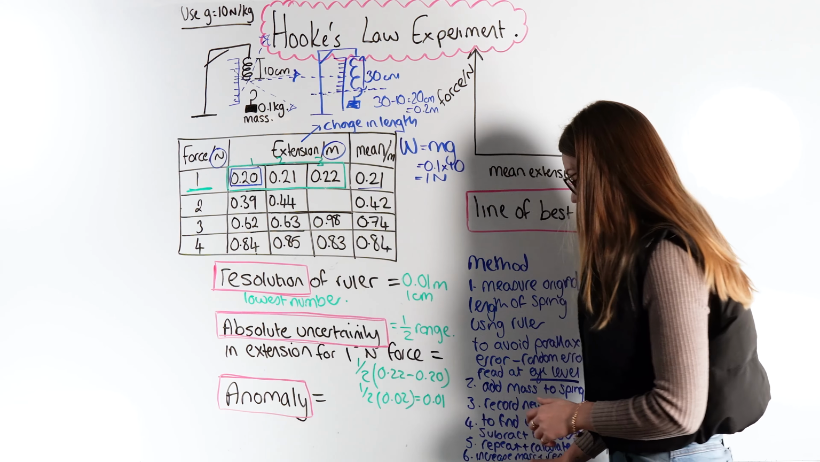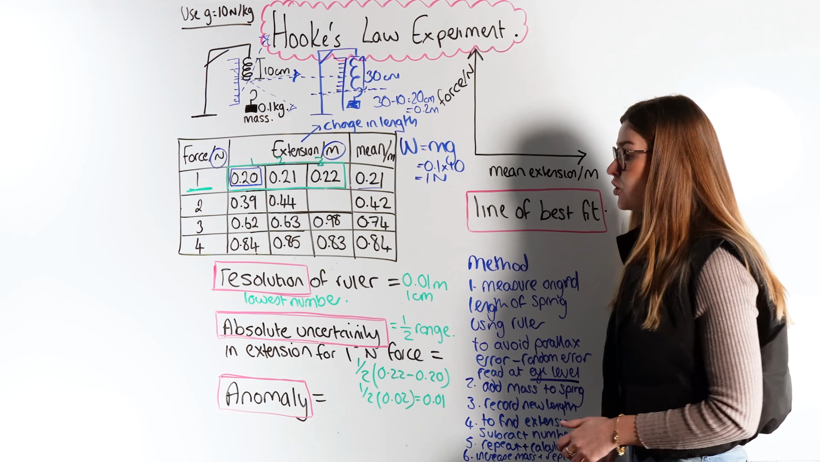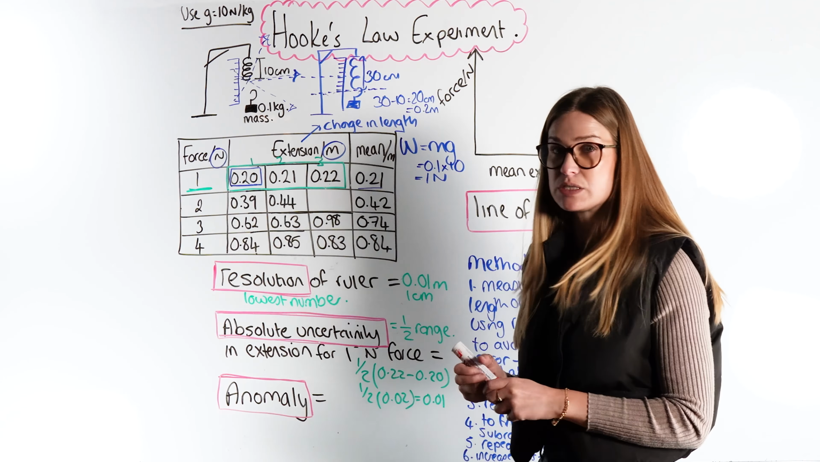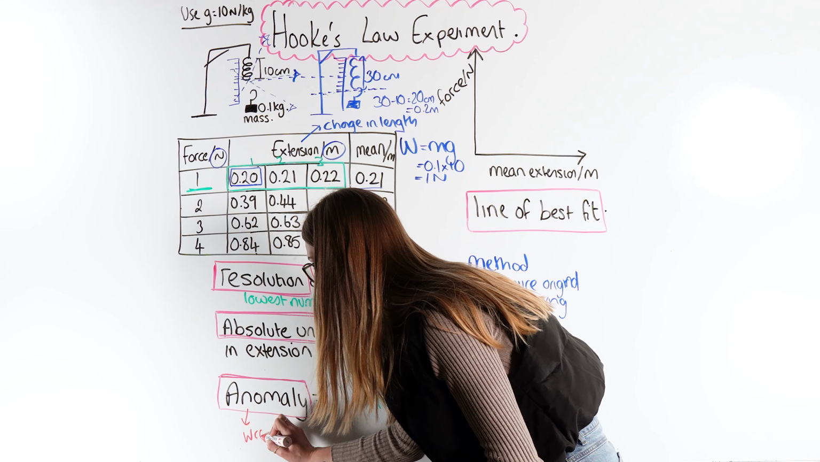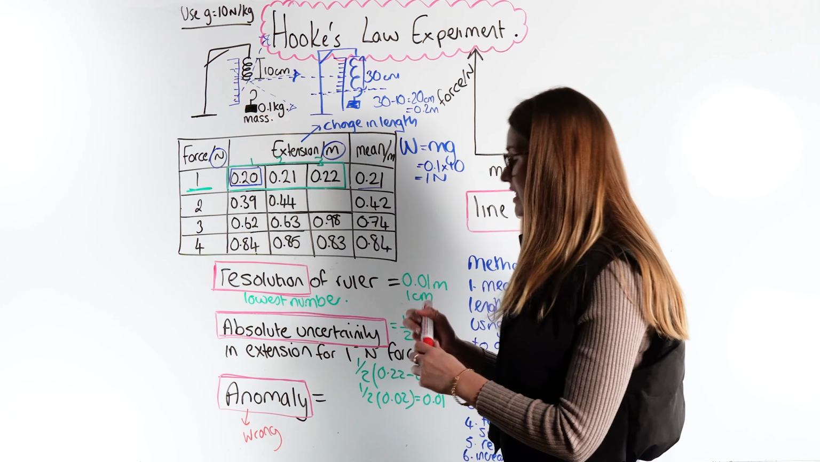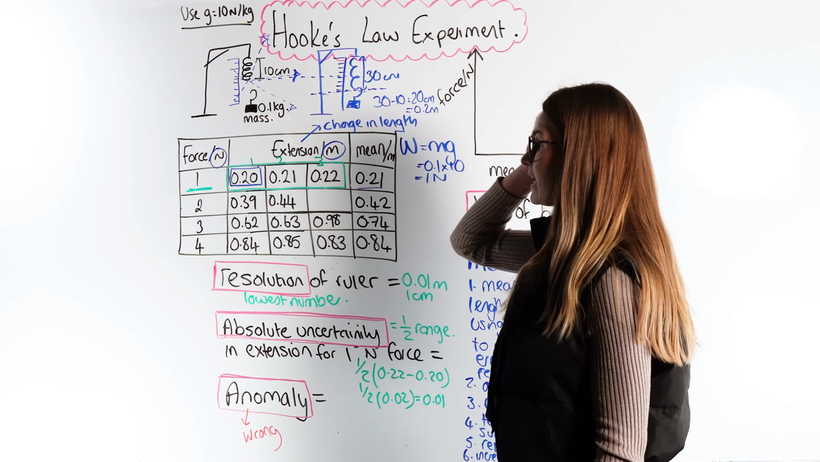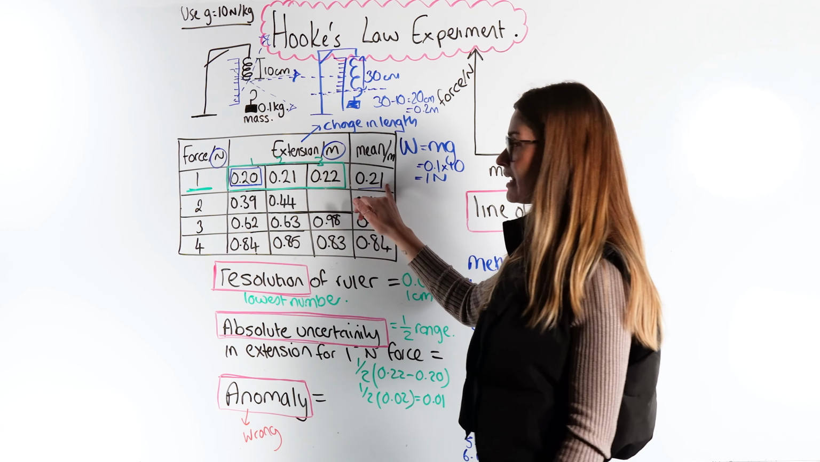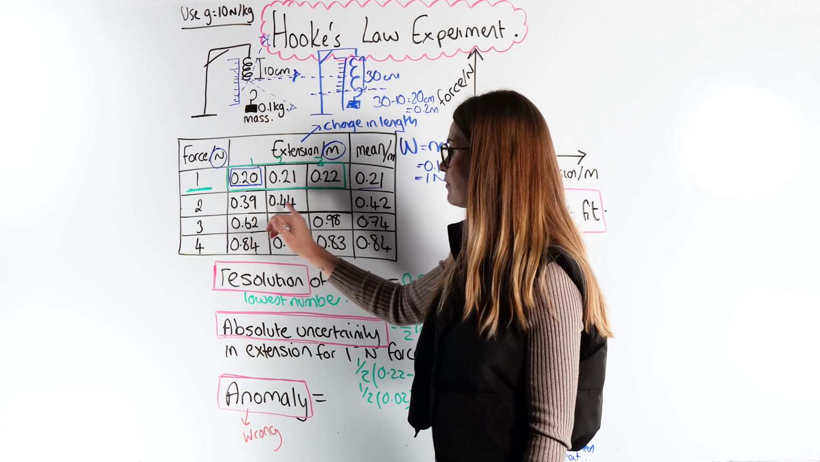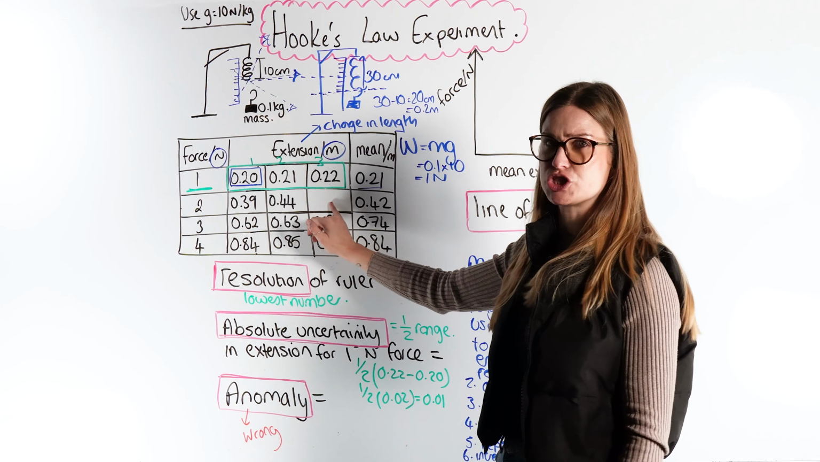Okay, next one here is I've got the word anomaly. What an anomaly means is just a result that looks wrong. Okay, so something that looks wrong. If I look at this table of my information here, I can see 0.2 the first time, 0.21, 0.22, calculate the mean. That's pretty good. Second time, I've got a missing result. Okay, so I'm not really sure here.